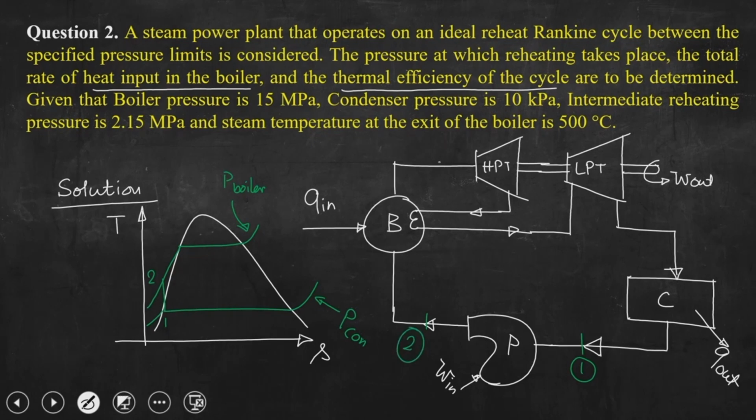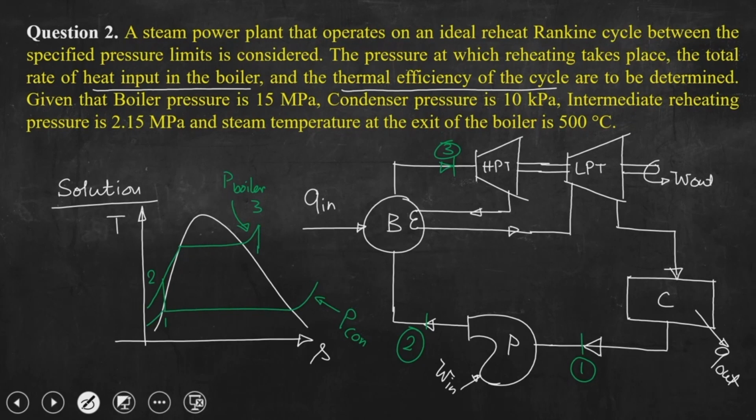So, 3 is the inlet state at the exit of the boiler, and so this is state point 3. Now, from 3, we have learned from previous discussion that steam is allowed to expand in the high pressure stage turbine up to an intermediate pressure, and that pressure is given as 2.15 megapascal. So, let us say this is the pressure, and then it is again reheated.